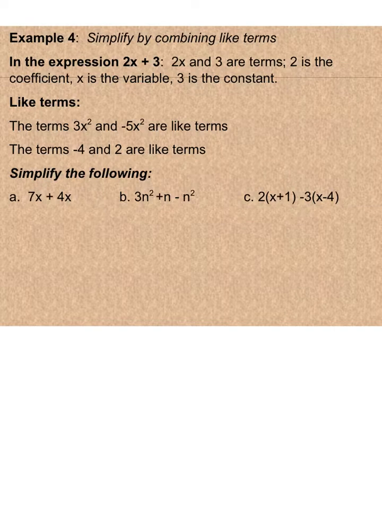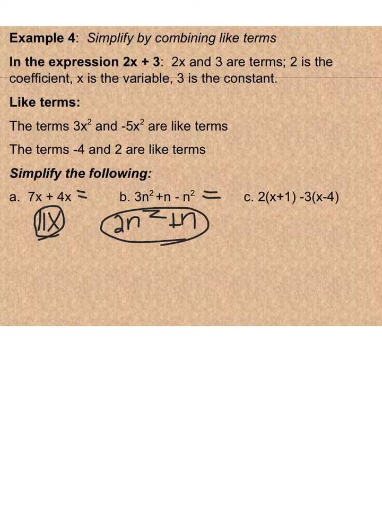The first one, we have 7x plus 4x. Those are like terms. We combine those, that's going to give us 11x. If we look at 3n squared plus n minus n squared, we know that 3n squared minus n squared, those are like terms. That will give me 2n squared plus n.